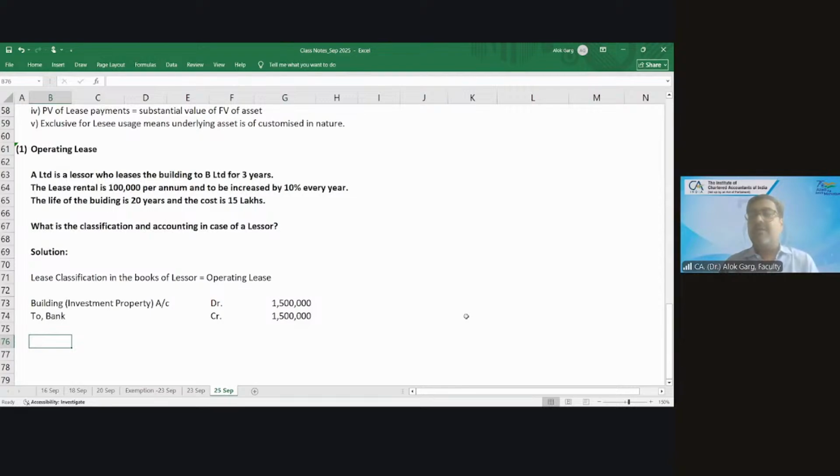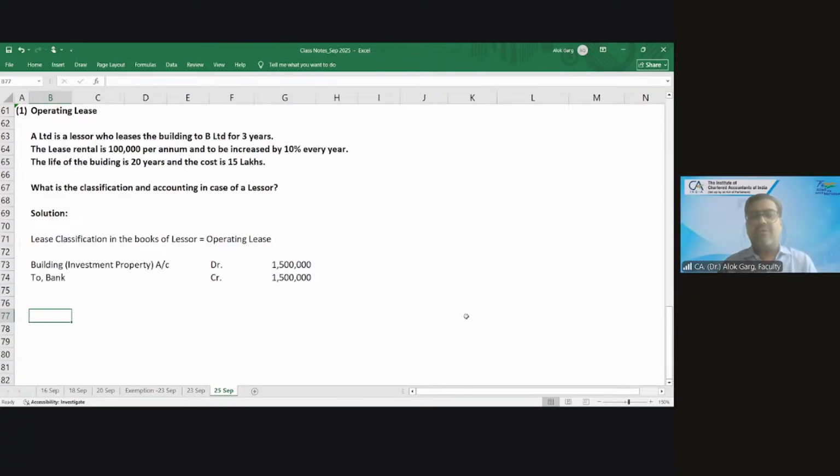Once you have recognized this, what will you do at every year end? Depreciate. Depreciation to accumulated depreciation. What is the amount of depreciation? It's 15 lakhs divided by 20 years, which is 75,000. This is the depreciation charged.